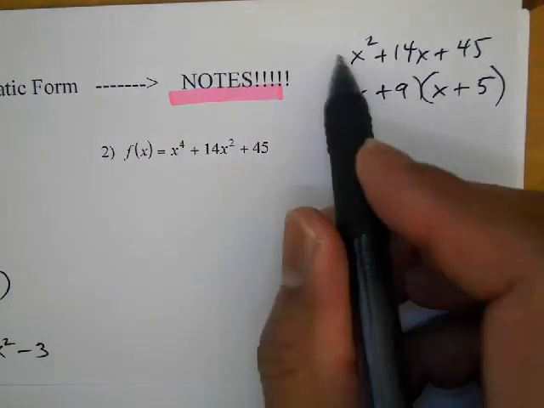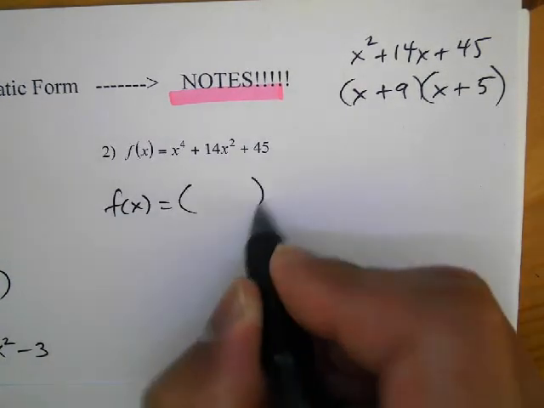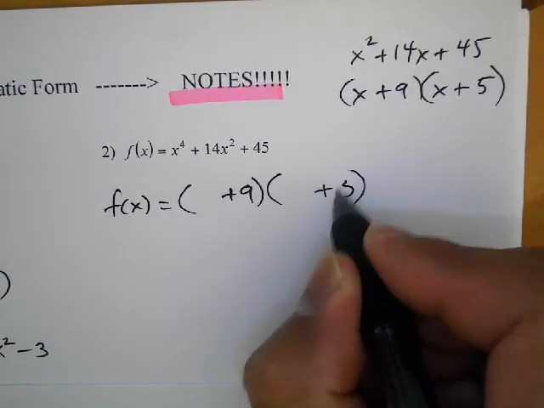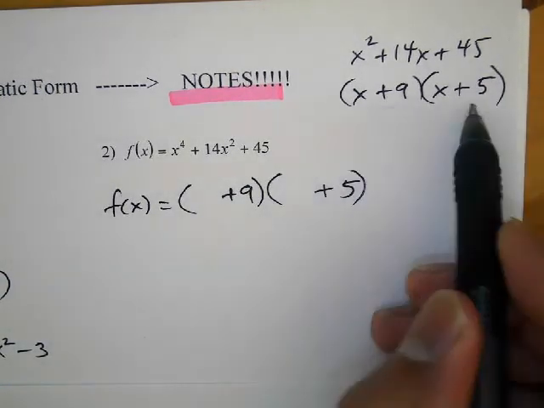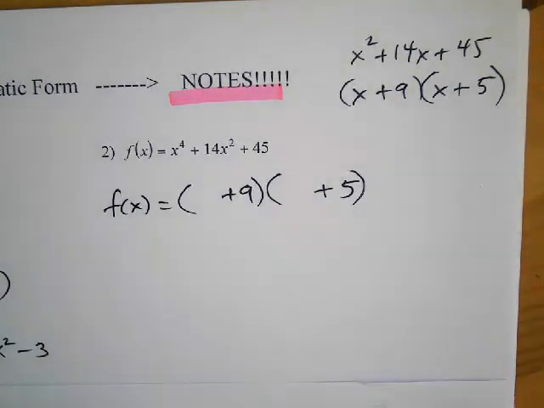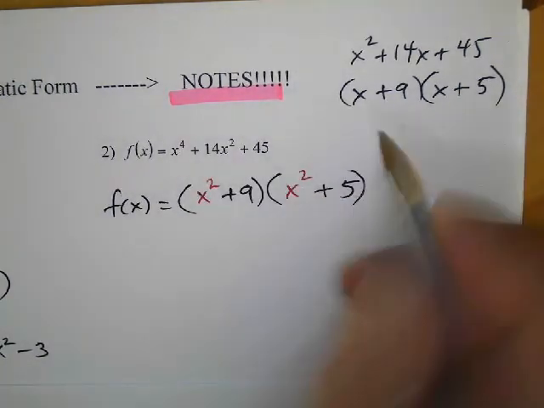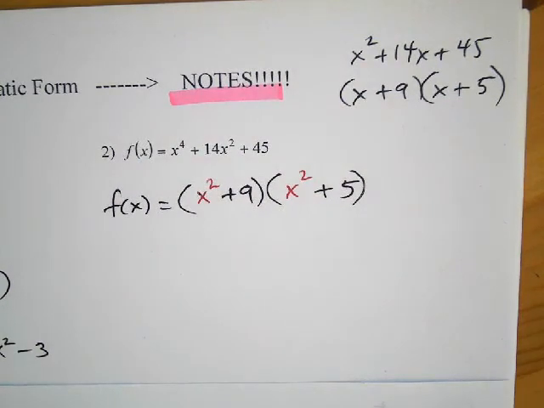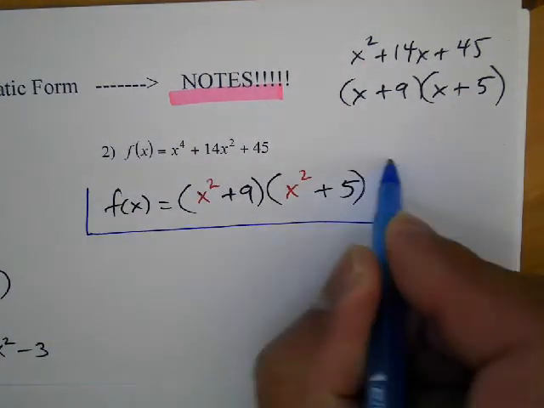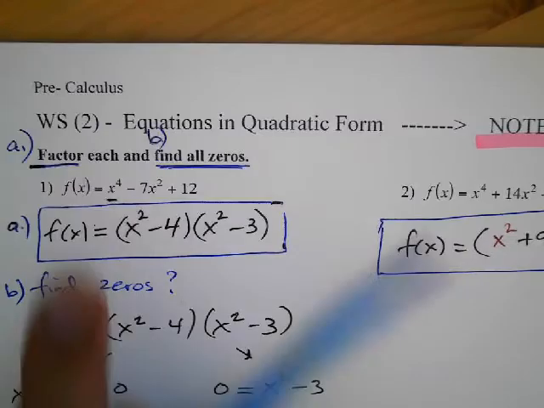So if this is the way this one factors for x squared, how will you write this with the power of 4? Well, you're still going to have the plus 9. You're still going to have the plus 5. That's still going to give you the 14 and the 45. But to get x to the 4th will be what? x squared and x squared. That's the only difference. So here's your part A. Here's its factored form. Yeah?